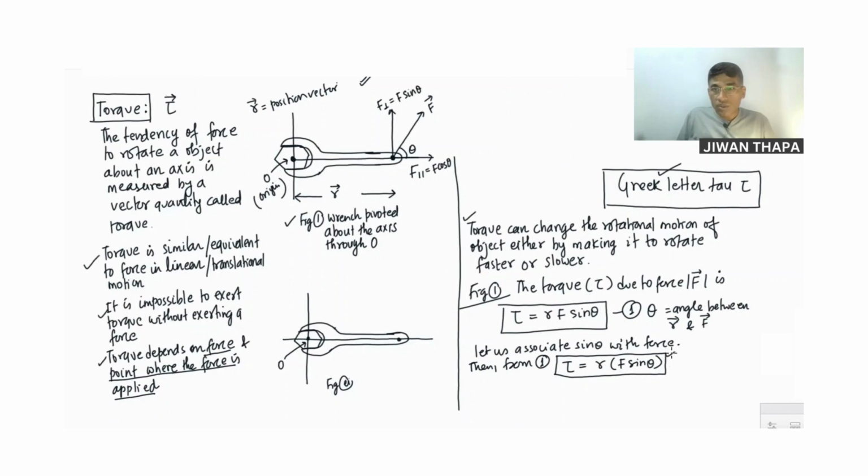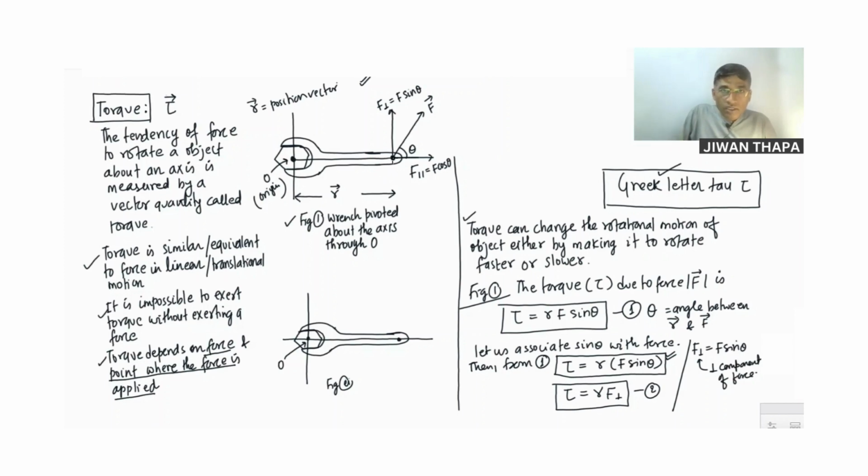So we can write this expression in this way: torque tau equals R times the perpendicular component of the force. So let us call it equation 2, and this is F sin theta, and this is the perpendicular component of force, clear?